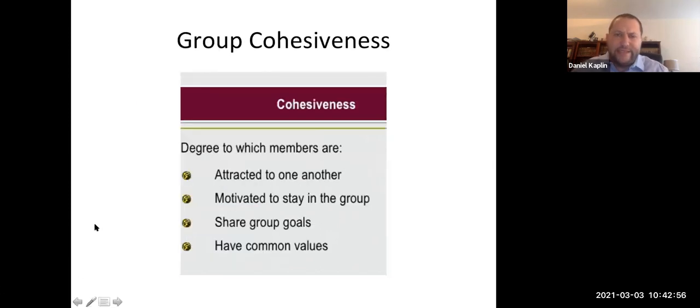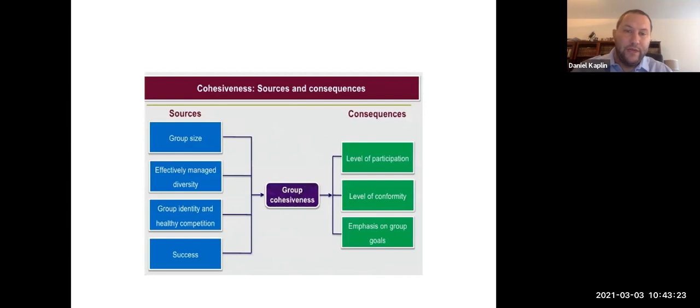So in terms of cohesiveness, cohesiveness is how attracted or bonded one is to another person, how motivated you are to stay within a group, right? So if there's group cohesion, you're going to be more connected to the group and want to stay within a group. Whether you share a common goal, whether you have common values, all of these factors are going to affect group cohesion.